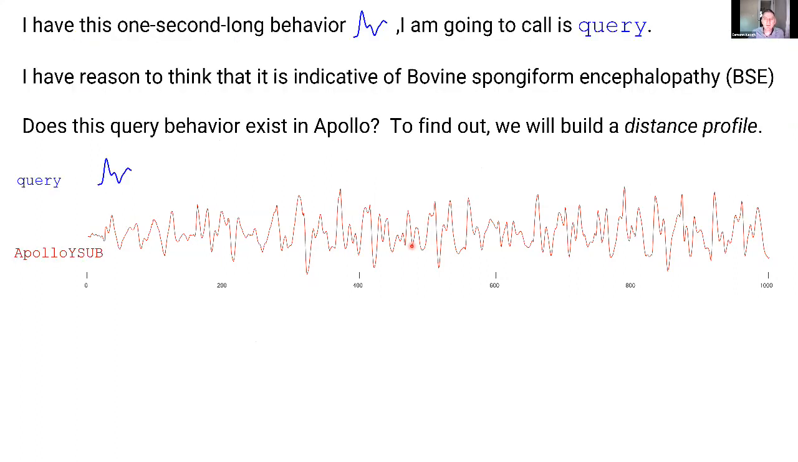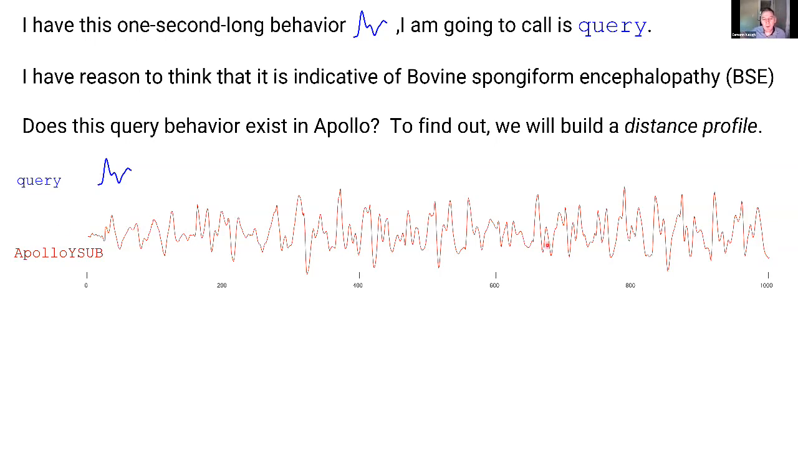So I'm going to say for the moment that I have offline got a small subsequence here in blue. I'm going to call it query. And how I got blue we'll see later on. But essentially, this is some bit of data that I have reason to believe is indicative of mad cow disease, maybe some asymmetry in gait and so forth. So my hypothesis is that if another bovine has this shape, they may also have mad cow disease. So given that, my question is, does this query behavior exist somewhere within Apollo?